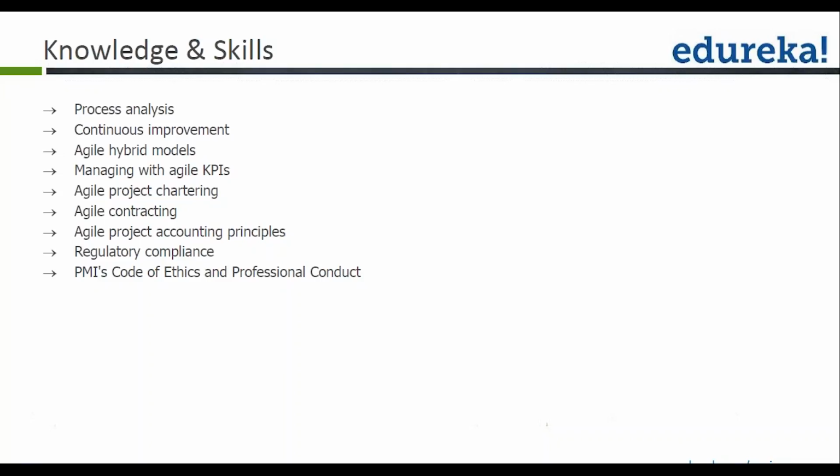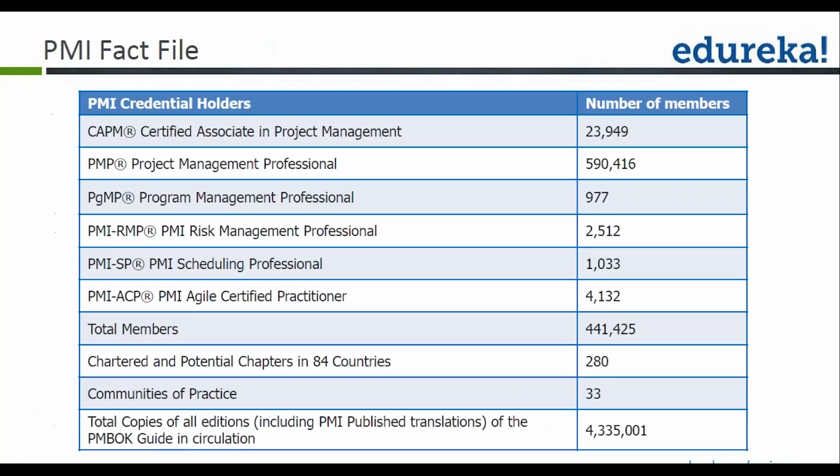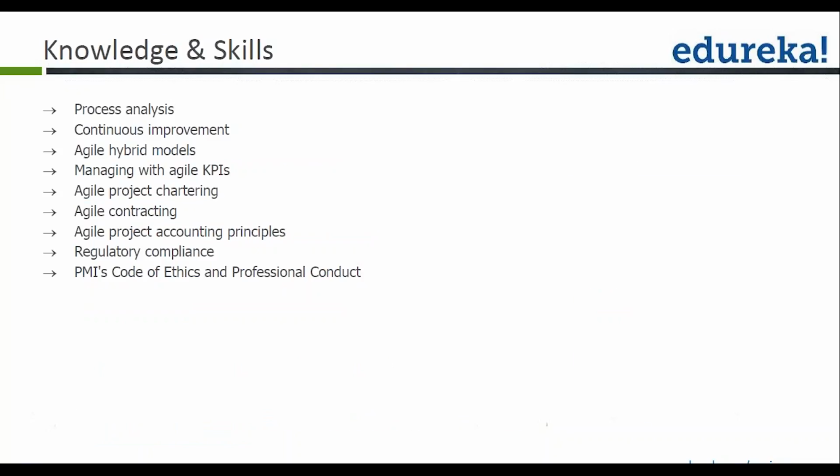And finally, the PMI code of ethics and professional conduct. So that will also be your knowledge and skills. I'm sure many of these things you would be doing in your real project. Is there anything, I mean, I'm sure you are doing this, right? Since you mentioned that you're working in an agile project. So I'm sure many of these things you would be working on or actually doing in some form or the other, right?